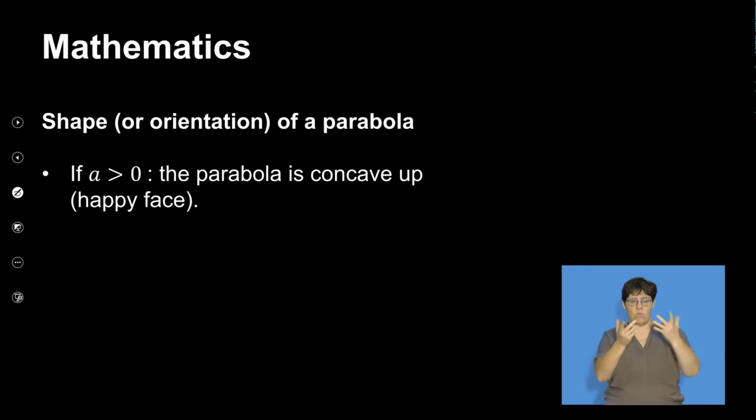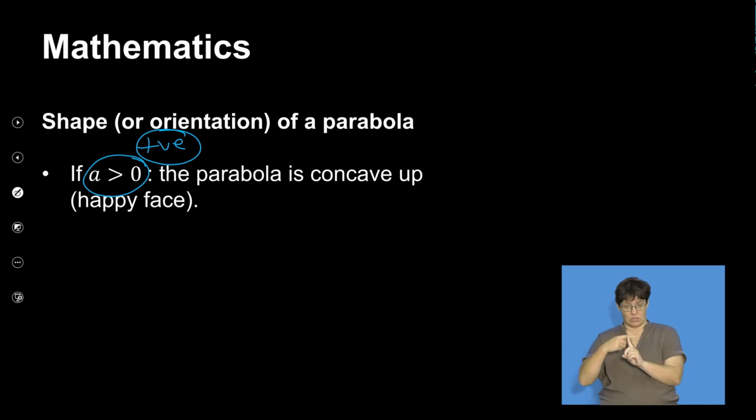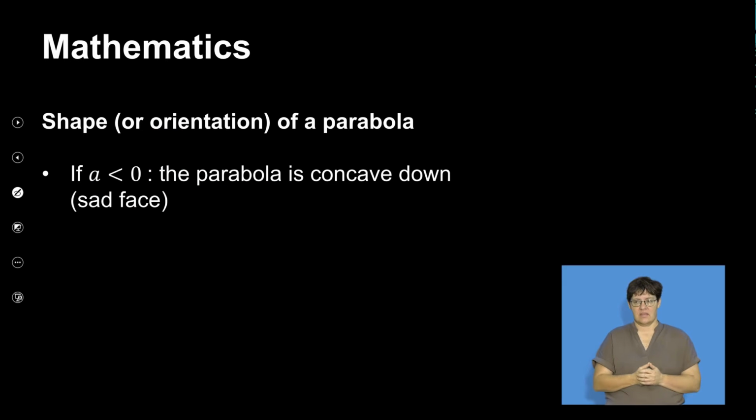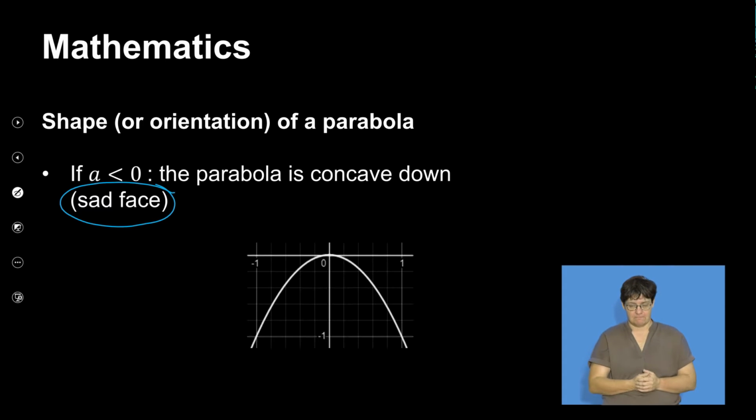In actuality, it means that if my a is greater than 0, meaning it's positive, therefore the parabola will be concave up, which we represent with a happy face, because it looks like a smile. And when a is less than 0, the parabola will be concave down, which means it's a sad face. So just so that you can remember what it looks like.